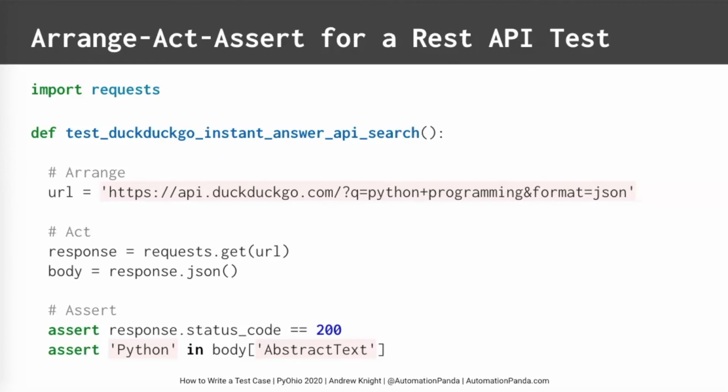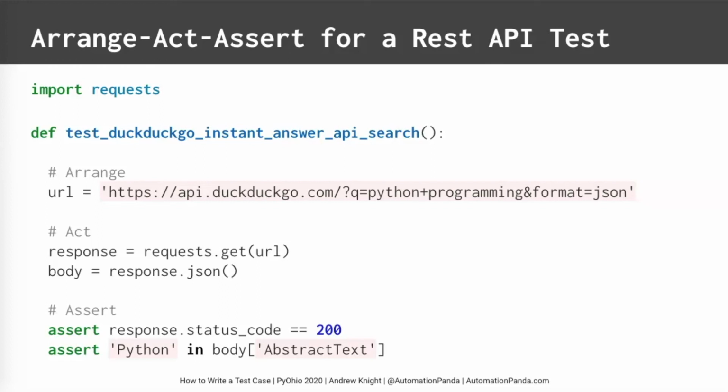Let's kick it up a notch with a more complicated test. This example tests the DuckDuckGo Instant Answer API using the requests package. The arrange step forms the endpoint URL for searching for Python programming. Notice the base URL and the query parameters. The act steps call the API using the URL using requests and then parse the response's body from JSON into a Python dictionary. The assert steps then verify that the HTTP status code was 200, meaning OK or success, and that the word Python appears somewhere in the response's abstract text.